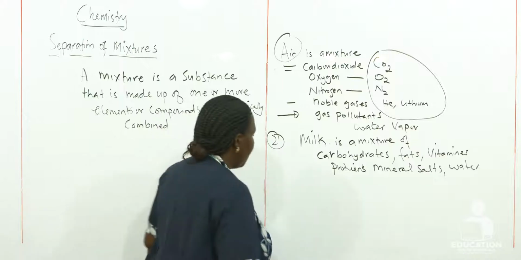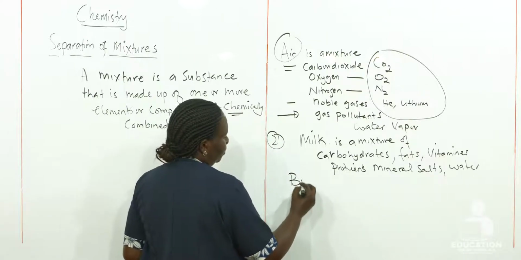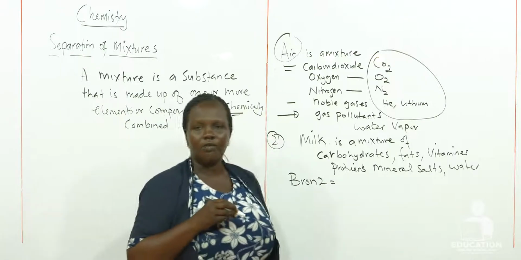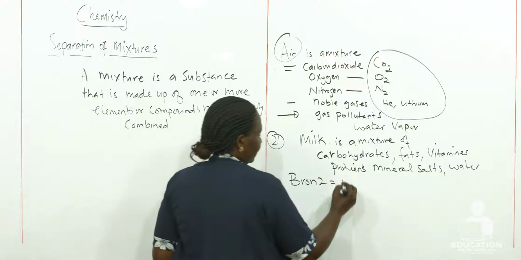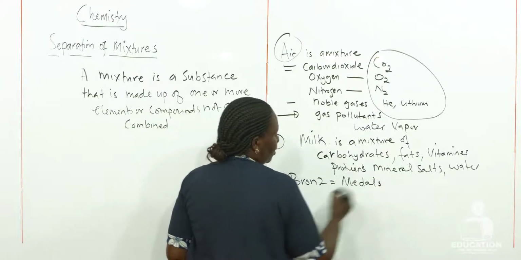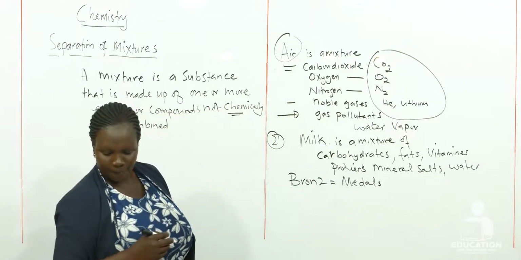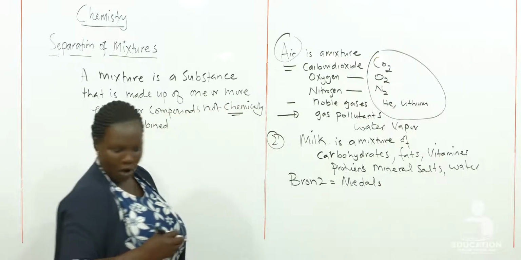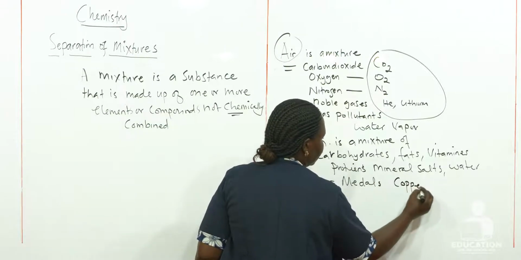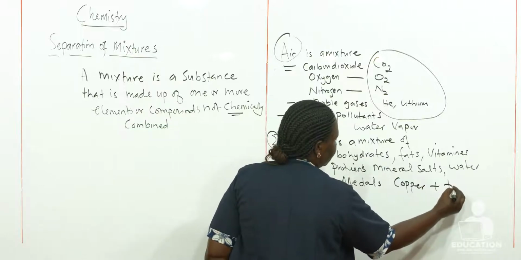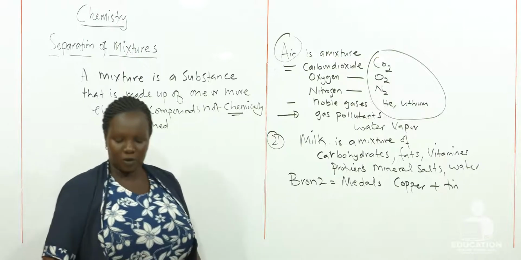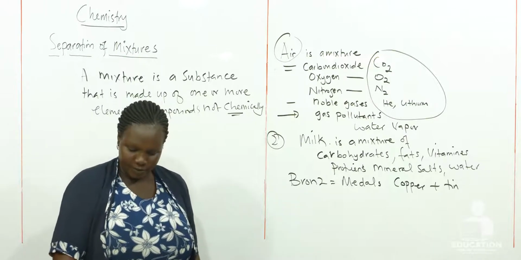We have bronze. And this bronze, mostly we use it for making medals. Bronze is a mixture of copper and tin. So these are the few examples of mixtures.